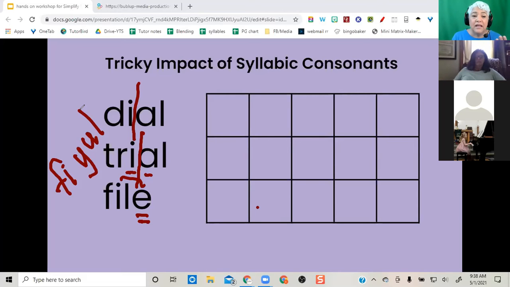Does everyone agree that if your students have the basic information of phonics, they could read dial, trial, and file based on what you normally teach in phonics? Thank you.